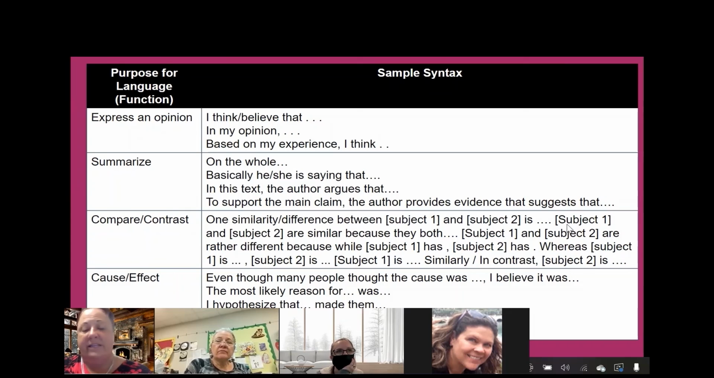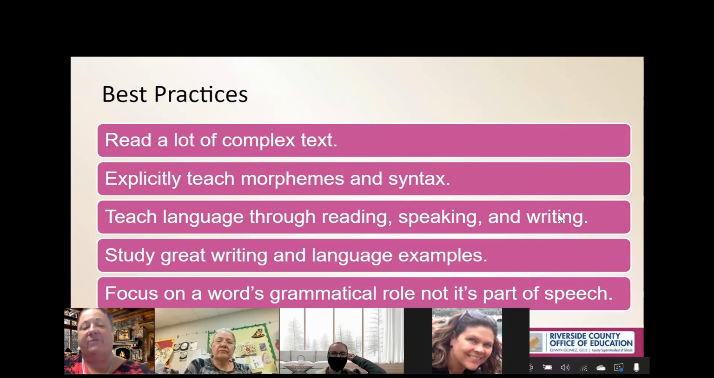And again, we can do that orally in kindergarten. We can do it by dissecting a text in an older grade, and we can do that in writing with our students as well. So there are lots of ways to do it.